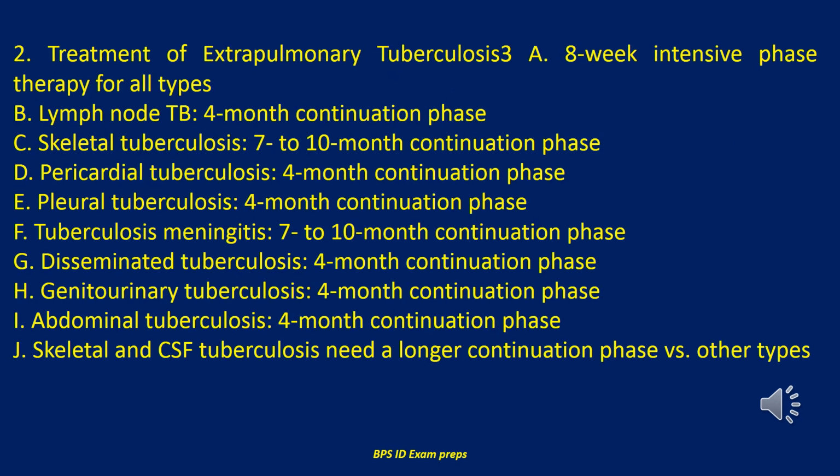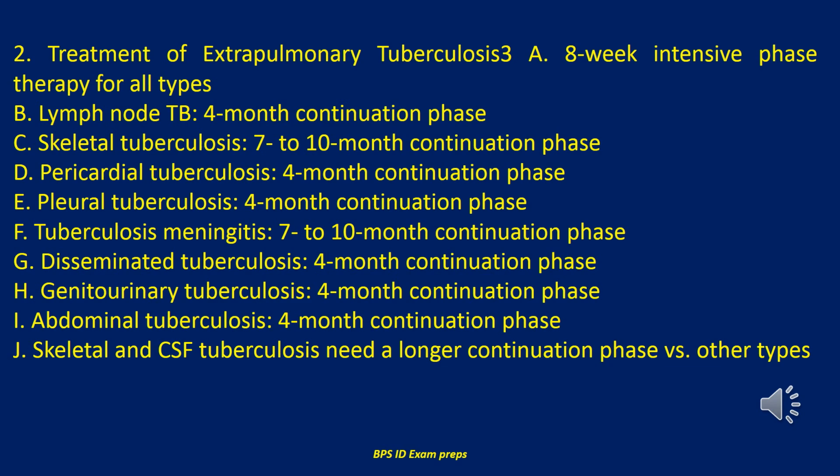Let's now discuss treatment of extrapulmonary tuberculosis. A. It involves 8-week intensive phase therapy for all types. B. Lymph node TB requires a 4-month continuation phase. C. Skeletal tuberculosis requires a 7 to 10-month continuation phase. D. Pericardial tuberculosis requires a 4-month continuation phase.